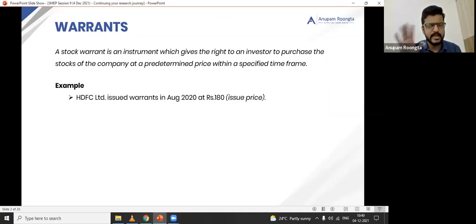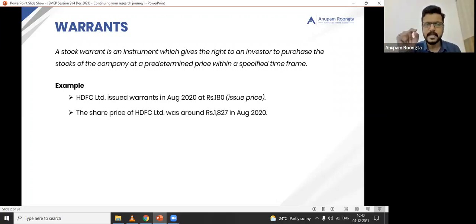So let's say it was 500. I don't remember the lot size here, but let's say it was 500. So 500 into 180 is what I was supposed to pay to the company to get that number of warrants in my account, right? I'm getting warrants in my account, not shares. Warrants are different, shares are different. Next, the share price of HDFC Limited at that point in time was around 1827. So basically, the company was collecting 10% of the share market price from the investors, and they were allotting them warrants of the company.